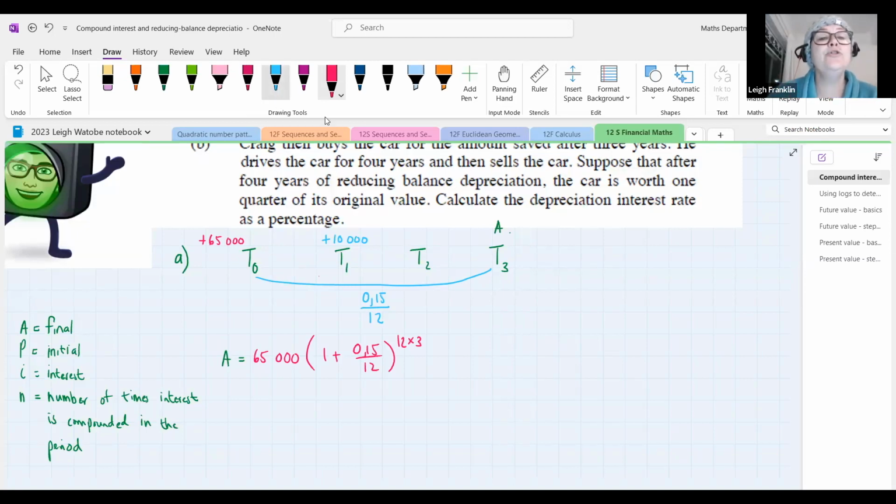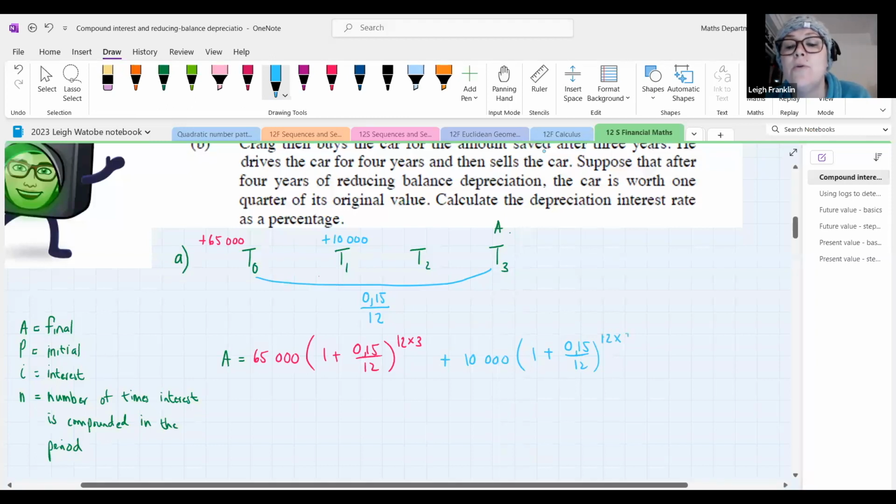In addition to this money, he also deposits 10,000 Rand 1 year in. That money stays in the account. It earns interest at the same interest rate, 15% per annum, compounded monthly, but it is not in there for 3 years. How long is the 10,000 Rand in the account for? It is in the account for 2 years. Yes. So here we have to say 12 times 2.